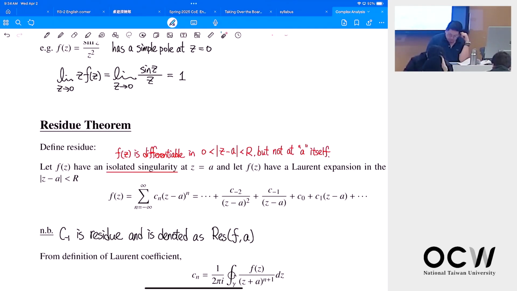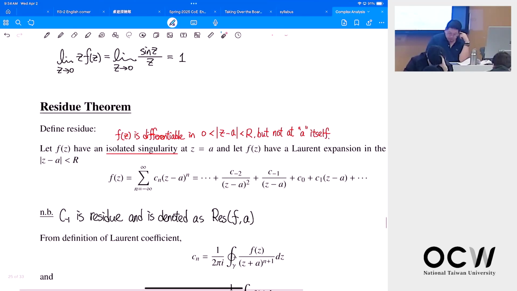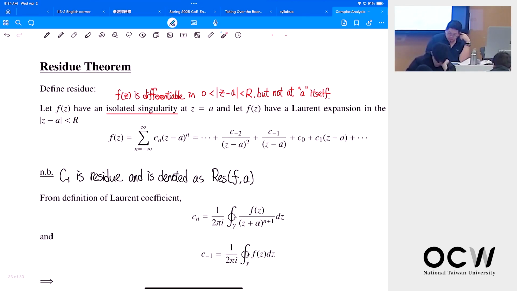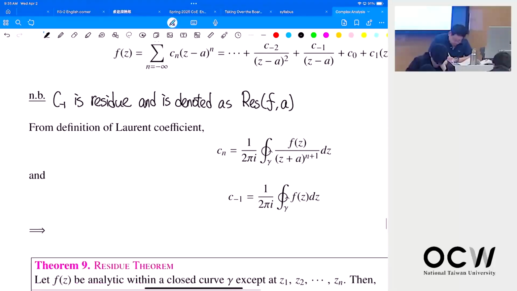And how do we get those coefficients? For the Laurent coefficient, here is the definition of the Laurent coefficient for the general case. Okay, and then we can check the minus 1. So if we put n equals minus 1, I have 1 over 2 pi i times the circular integral of f of z dz, that will be 2 pi i times the residue.